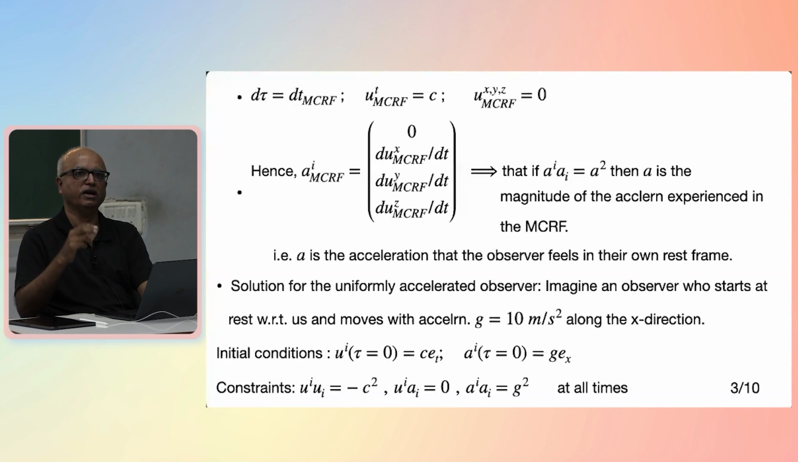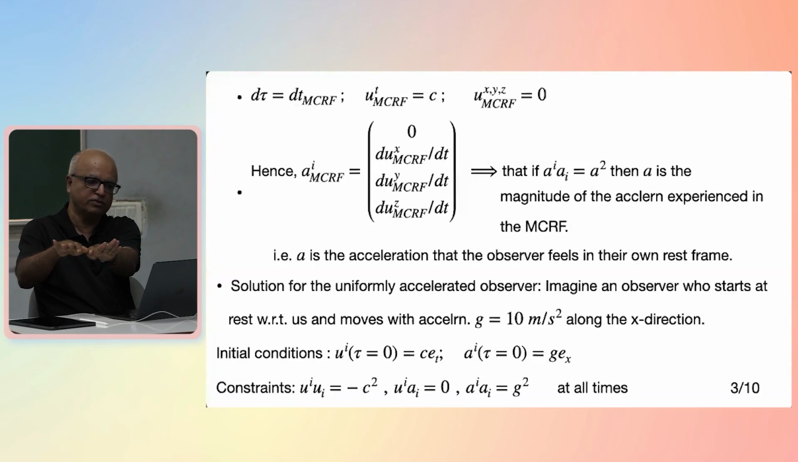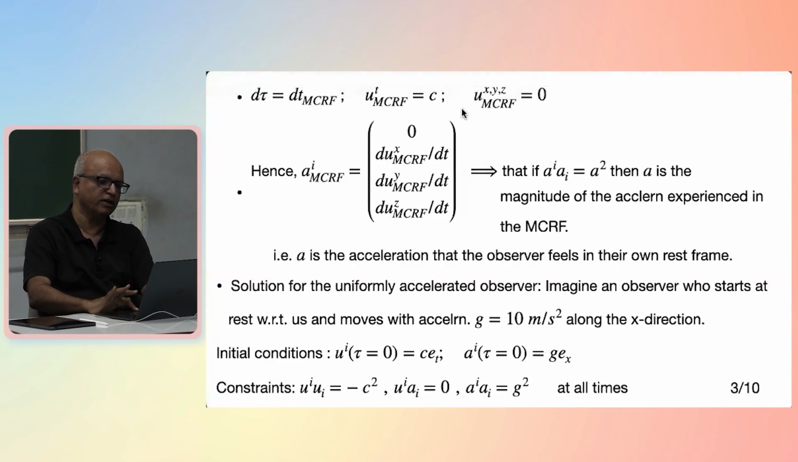I hope it's okay. Yeah. So, I am accelerating at this instant. I am at rest with respect to this MCRF. So, the 4 velocity is given here, and for the 4 acceleration, the time component is 0, but the spatial components are non-zero and given by this. What is the magnitude of this fellow?